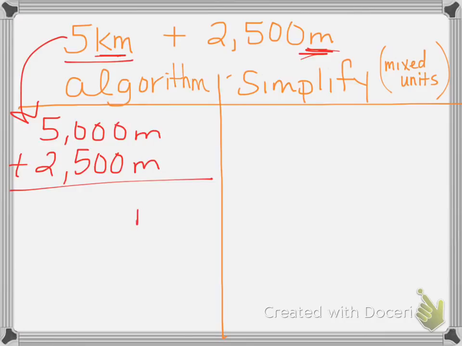Here we go. I'm going to bring the meter rate down. So 0 plus 0 equals 0, 0 plus 0 equals 0, 0 plus 5 equals 5, put my comma, 5 plus 2 equals 7. I get 7,500 meters.